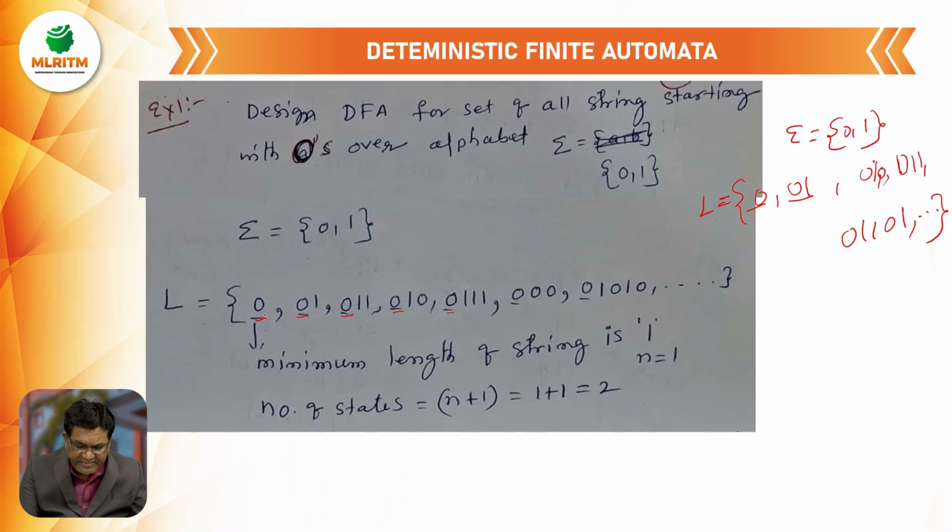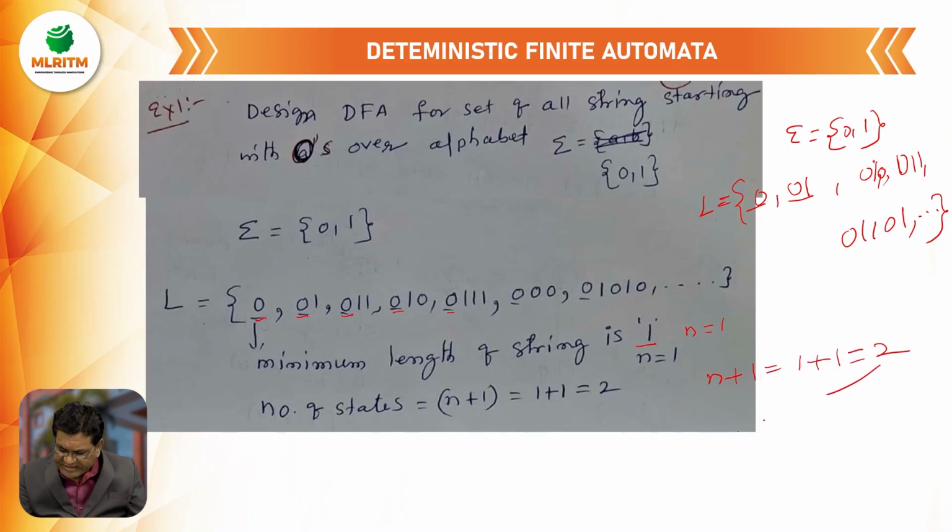Here the minimum length of this string is 1. That is called n equal to 1. How many states are required to draw the transition diagram? Here it is n plus 1. The n value is 1, 1 plus 1 is 2.